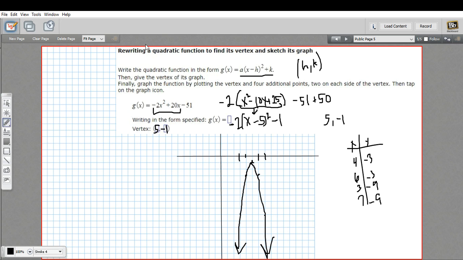And once we've got that many points, we can just kind of sketch in our graph. So that is how to manipulate the format of the function to put it in this vertex form so that we can graph our vertex and then easily graph the rest of the parabola.